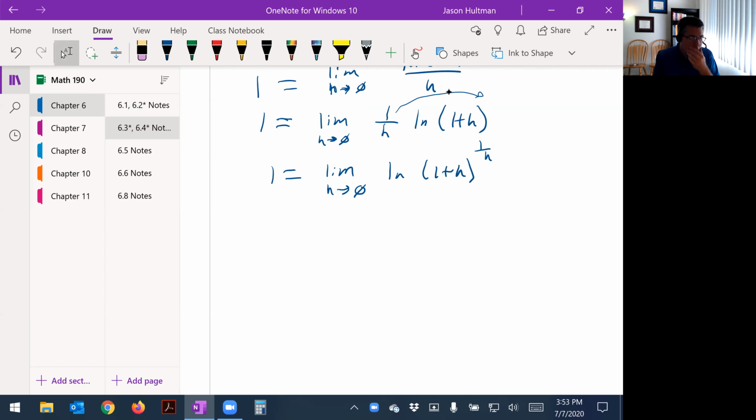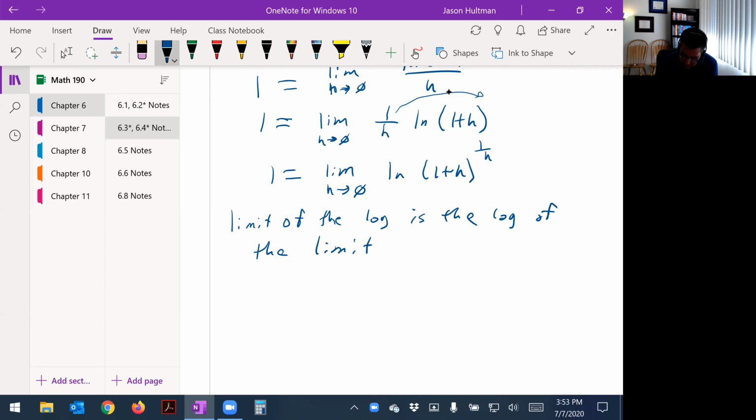Okay, so now I'm going to do some cool stuff here. I'm going to say that the limit of the log is the log of the limit. Let me write that out. The limit of the log is the log of the limit. And you're like, what the heck does that mean? It just means that I can do this.